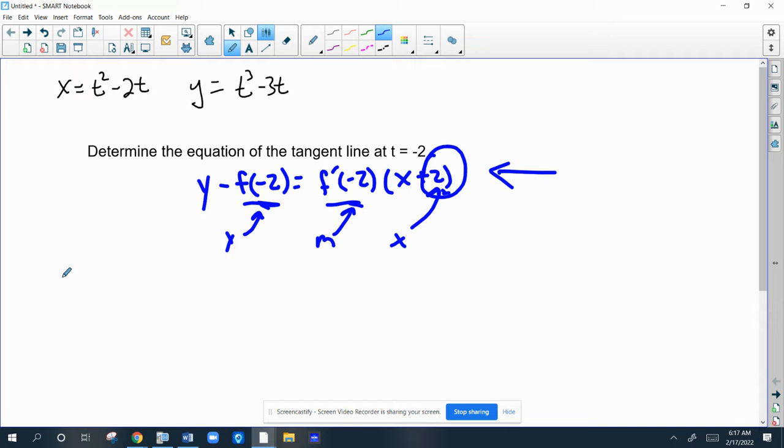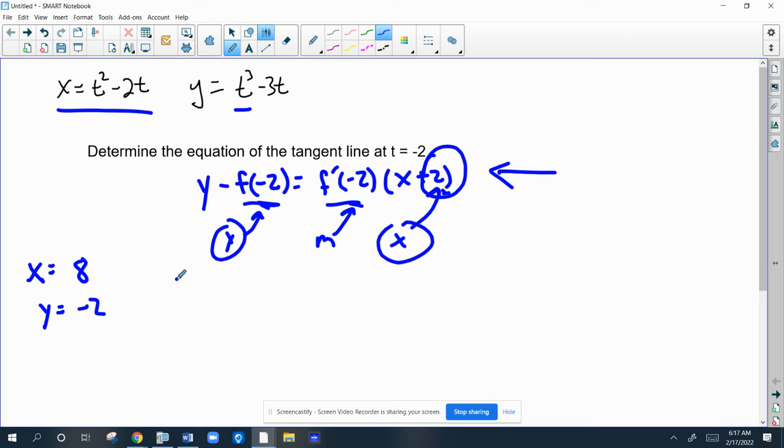So when t equals -2, according to this equation, x would be 4 plus 4, which is 8. So -2 squared is 4, minus 2 times the -2, okay. And then the y value would be -2 cubed, which is -8, plus 6, or -2. So we've gotten this and this.